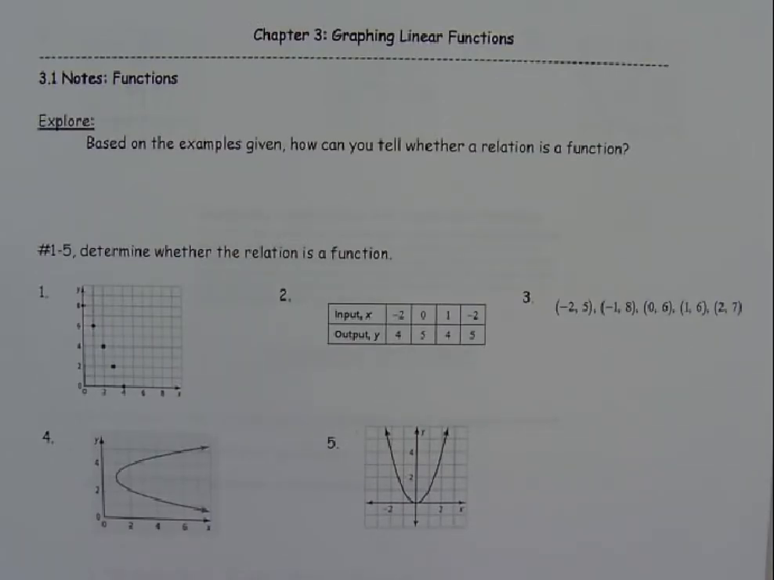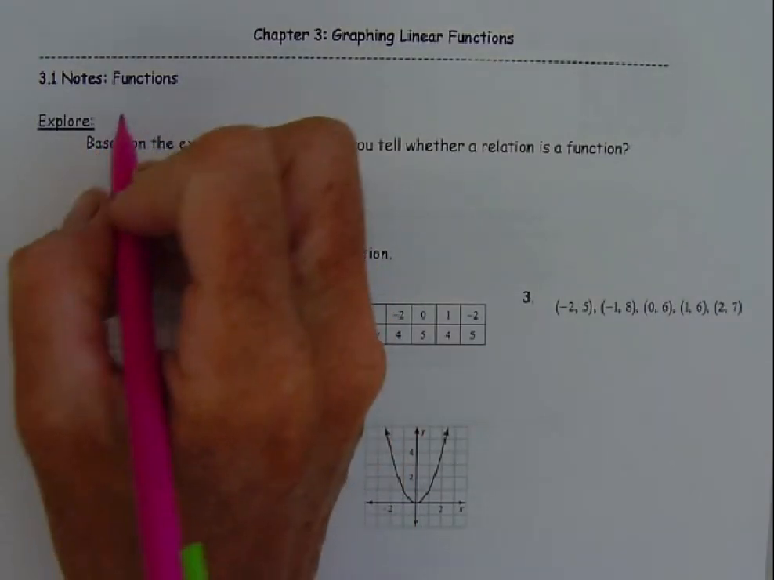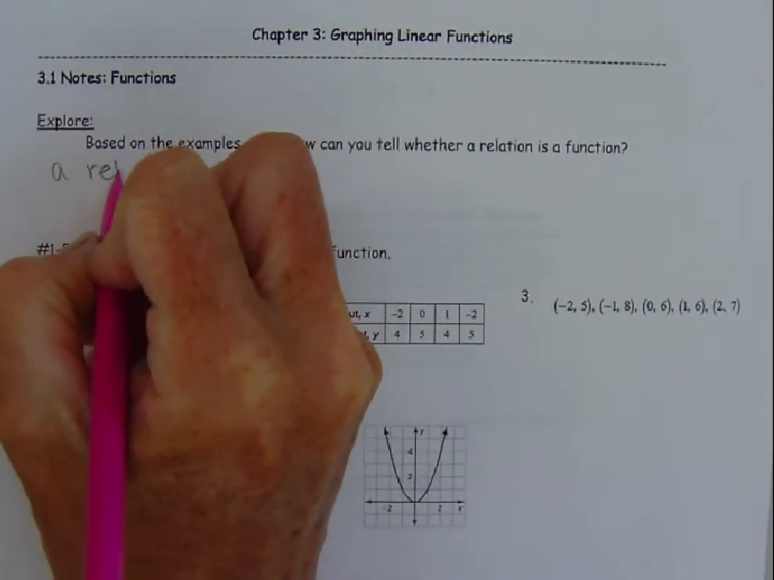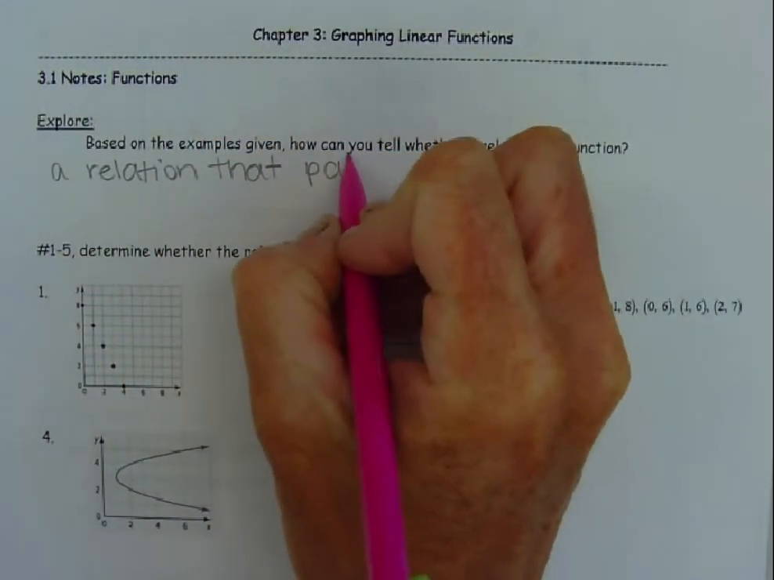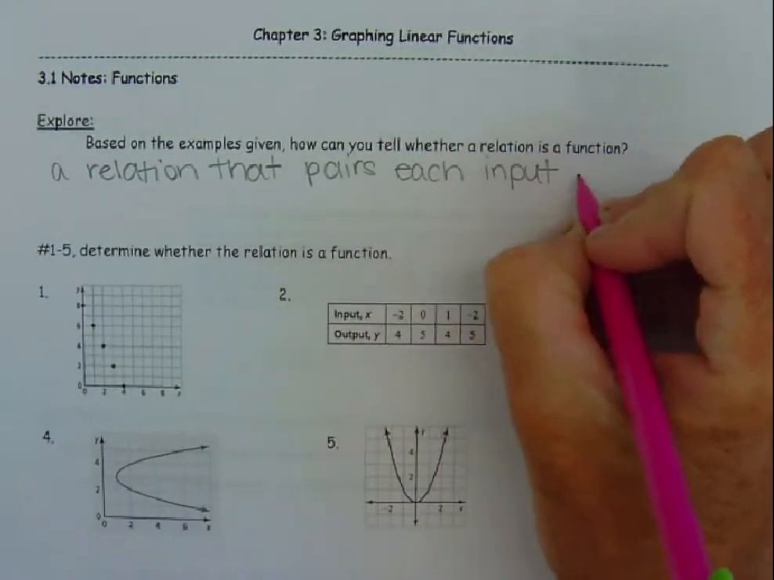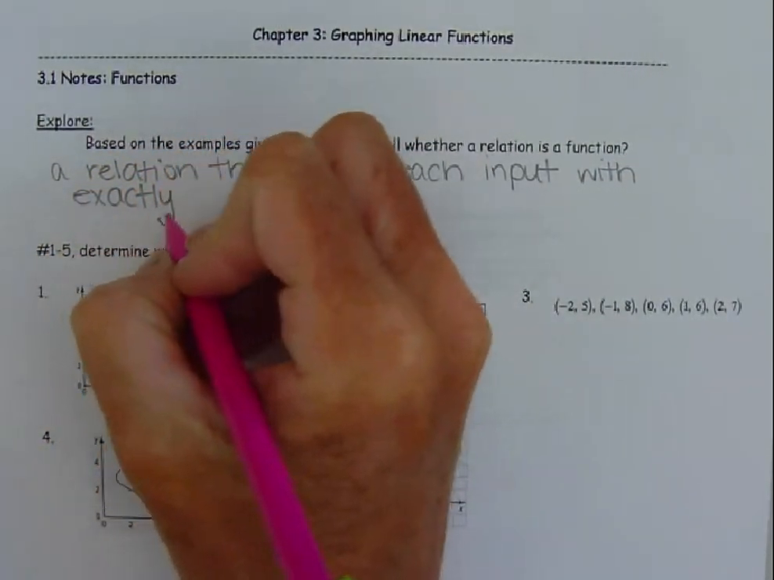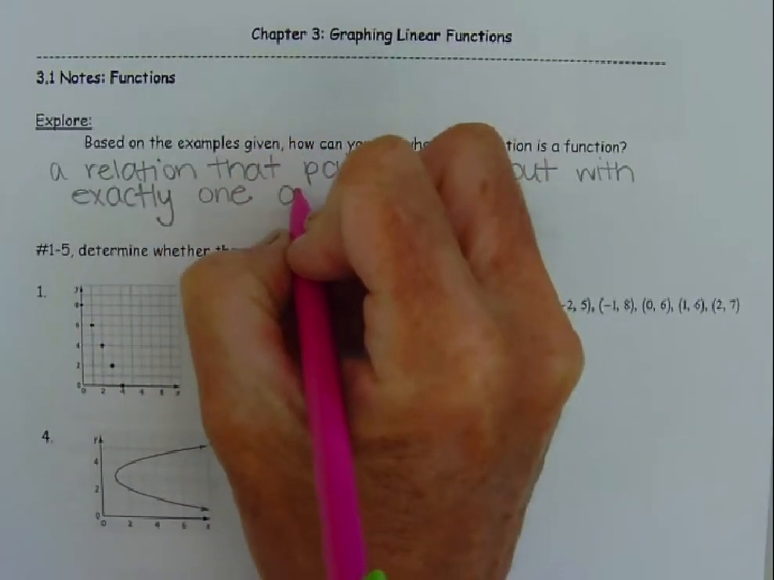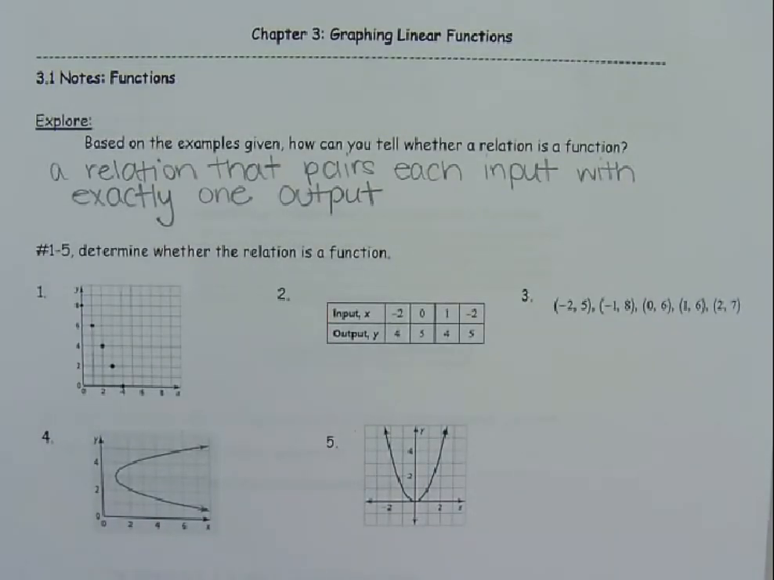This chapter, we are going to talk about graphing linear functions. Today, we are going to first start by determining what a function is. In order for something to be a function, it is a relation that pairs each input with exactly one output. Now, that is the mathematical definition of a function.